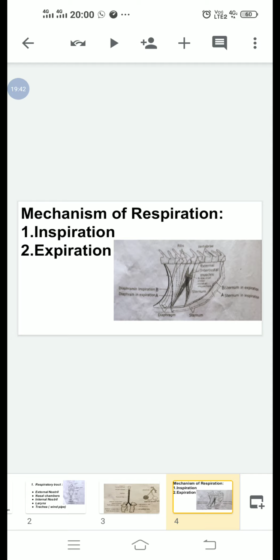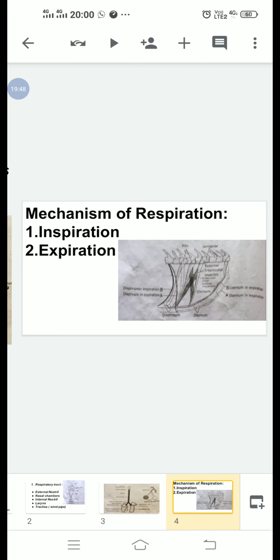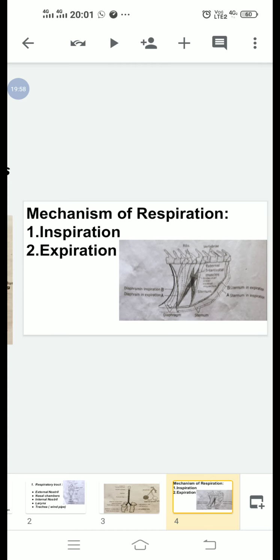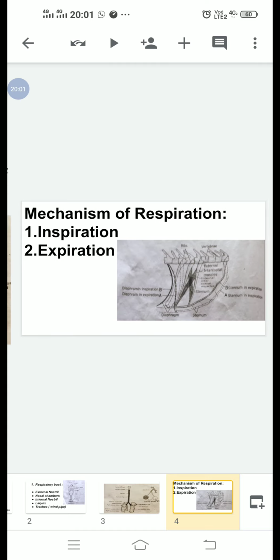As a result, the volume of the thoracic cavity increases. As the thoracic cavity expands, air pressure in the lungs decreases. Atmospheric air is drawn into the alveoli of the lungs.